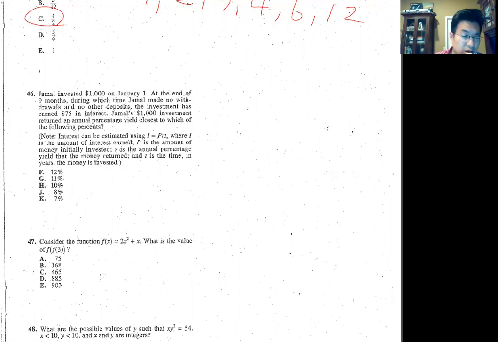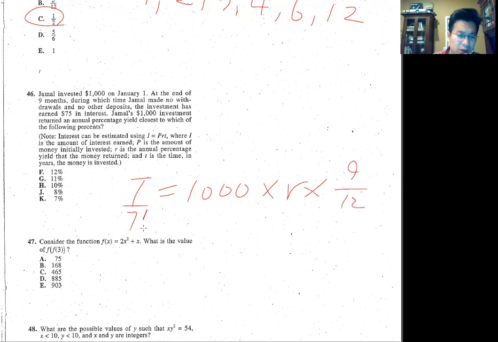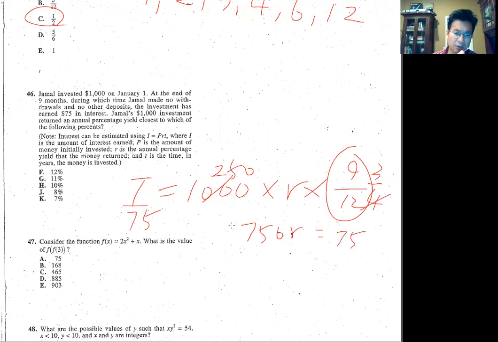Jamal invests $1,000 on January 1st. At the end of 9 months, during which time Jamal made no withdrawals and no deposits, the investment earned $75 interest. What annual percentage yield did Jamal's investment return? So we use I = PRT. P is 1,000, and R we don't know. T is time in years, so 9 months over 12 is 3/4. I is 75. So 750 R equals 75, R is 10%.